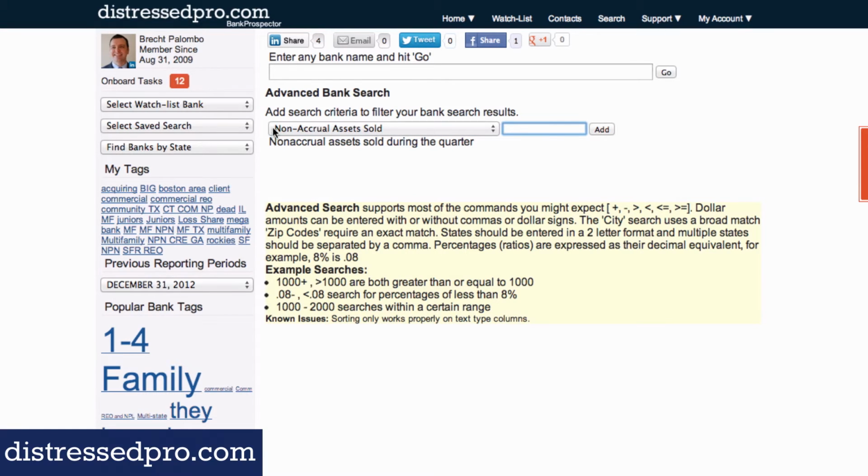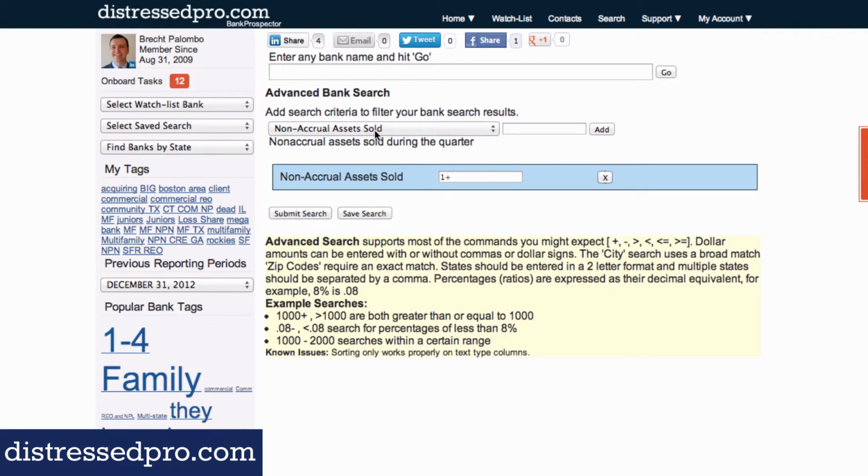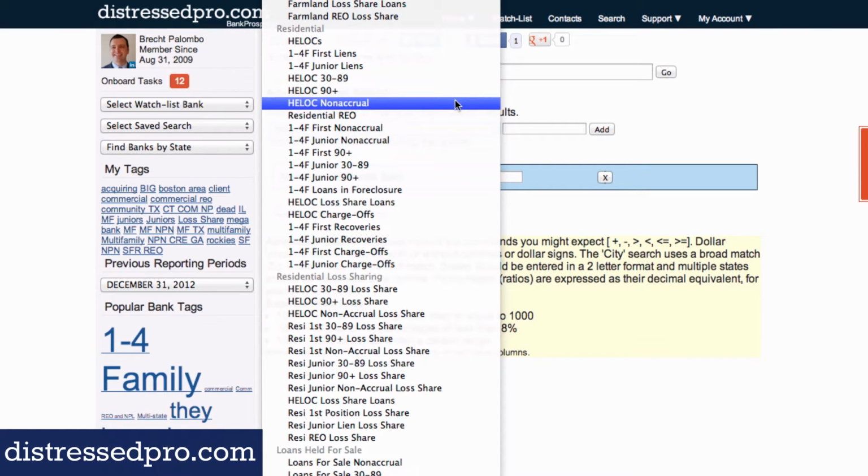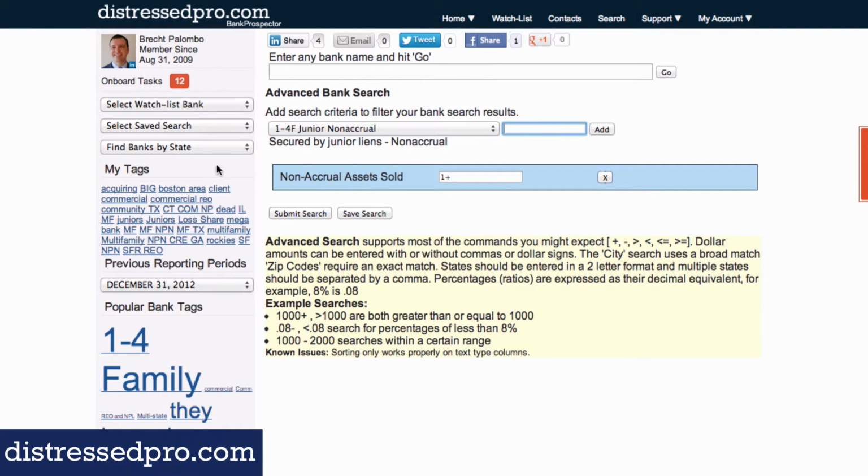So first thing I'm going to do, here's non-accrual assets sold. This means that the banks that are going to come up in this search definitely sold non-accrual assets, that is to say non-performing loans, last quarter. Then I'm going to add on top of this that I want to make sure that they've got residential 1 to 4 family junior liens in non-accrual. So it's secured by junior liens, non-accrual. That is non-performing. It's the last stage of non-performing.